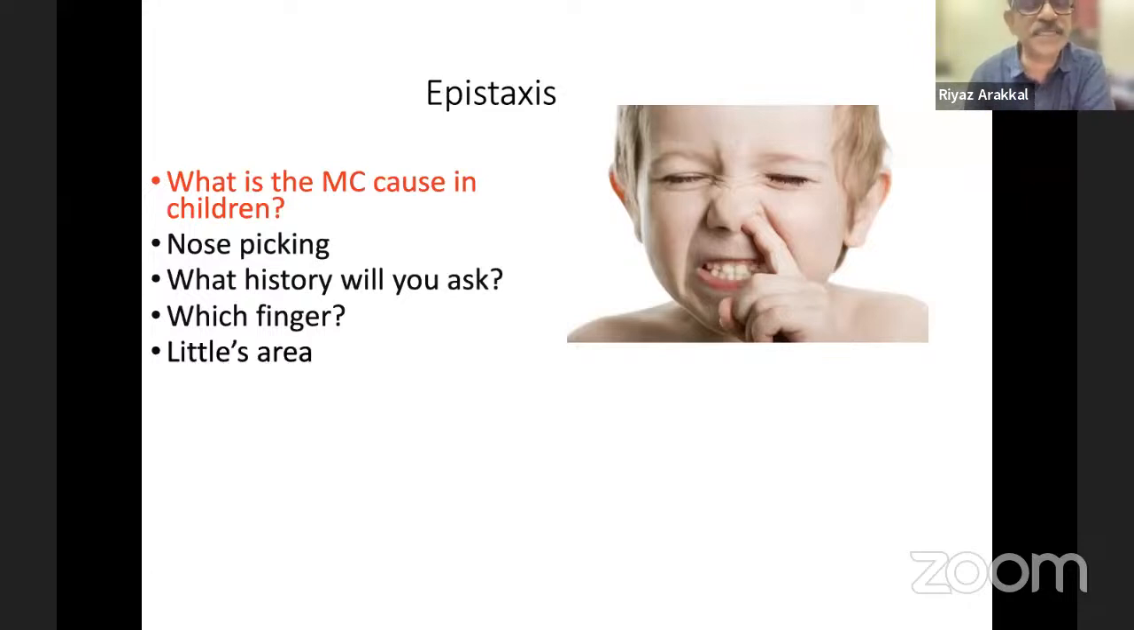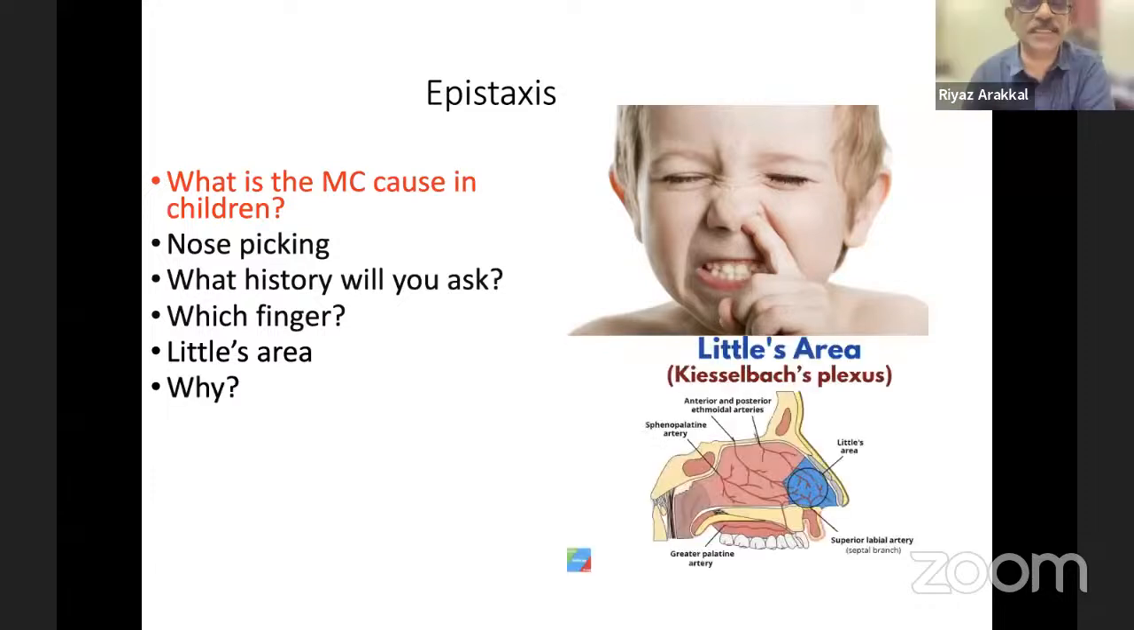And the bleeding is from a small area called Little's area. Why is it called Little? Is it very small? How small is Little's area? Why is it called Little's area? Named after James Little. James Little was an American surgeon, and there is a very delicate plexus in that area called Kiesselbach's plexus. It's very easy to rupture this delicate plexus, and that will cause epistaxis.